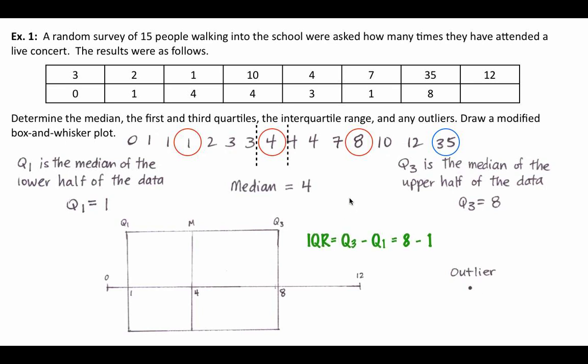Let's measure the interquartile range first. So here it is, Q3 minus Q1, which is of course 8 minus 1. So our interquartile range was 7. How do we know to label this as an outlier? We're going to use a couple of tests. So how did we determine that it was an outlier?